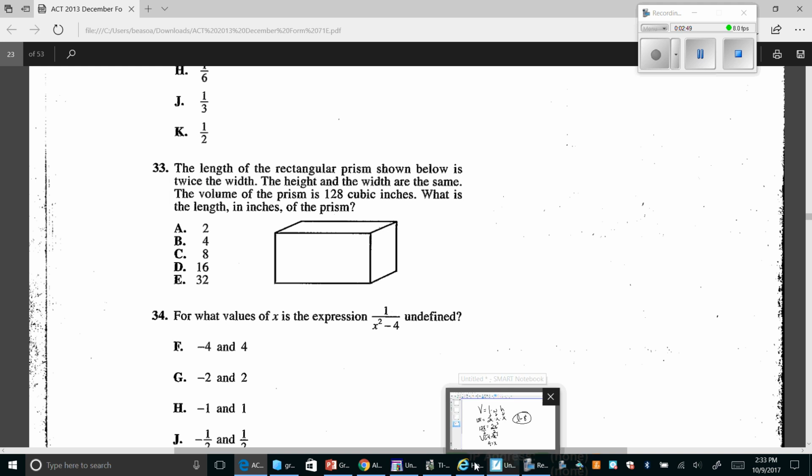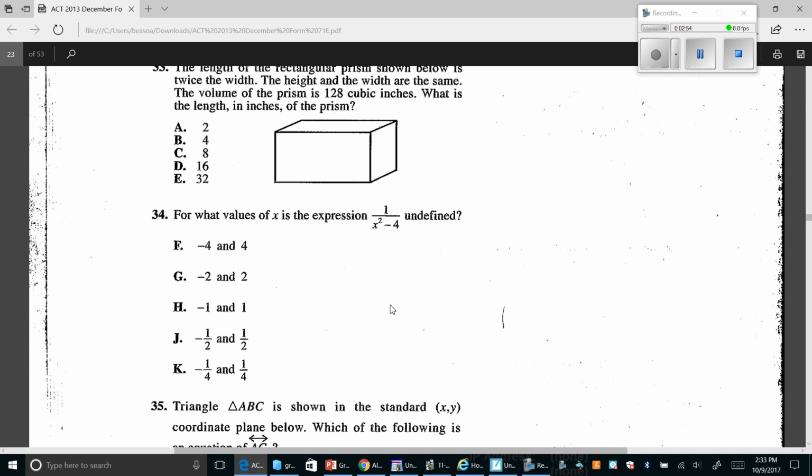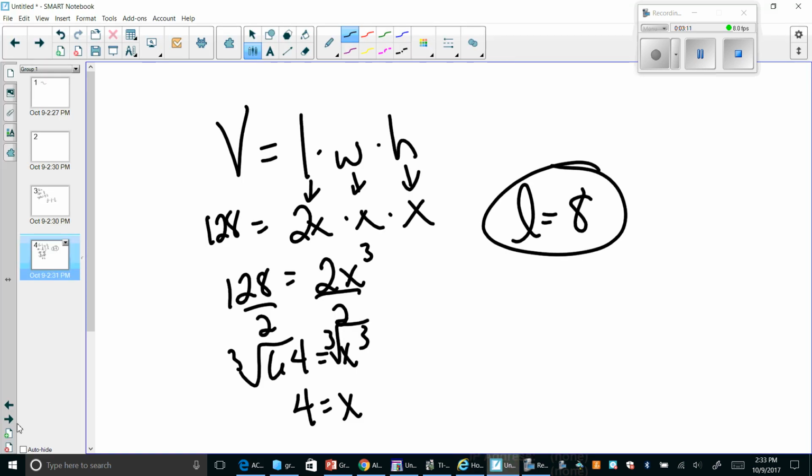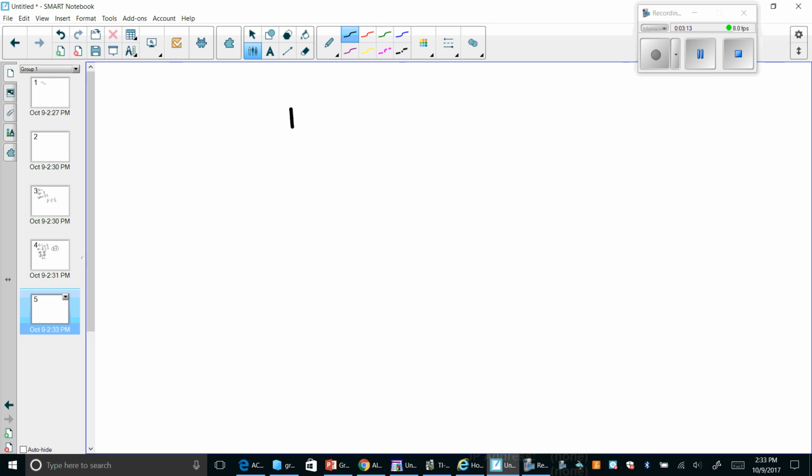All right, next one. Number 34, for what values is 1 over x squared minus 4 undefined? If you recall, an expression is undefined when you can't divide by 0. So it's undefined for any values of x which would result in the denominator being equal to 0. So it's 1 over x squared minus 4.